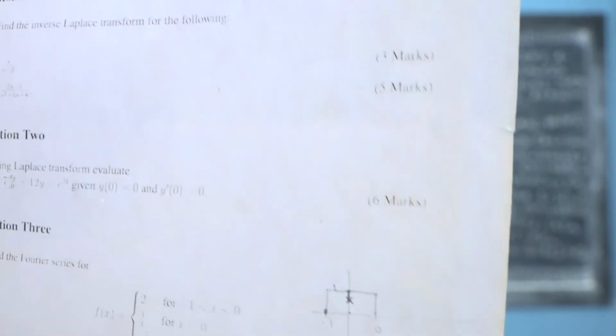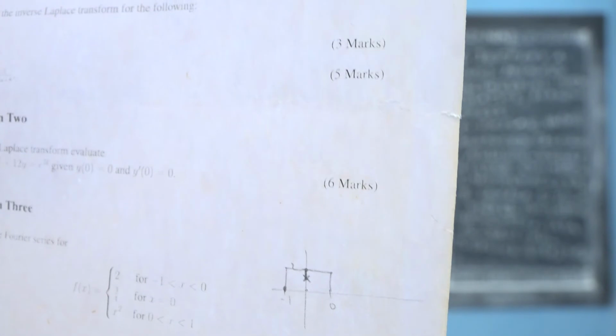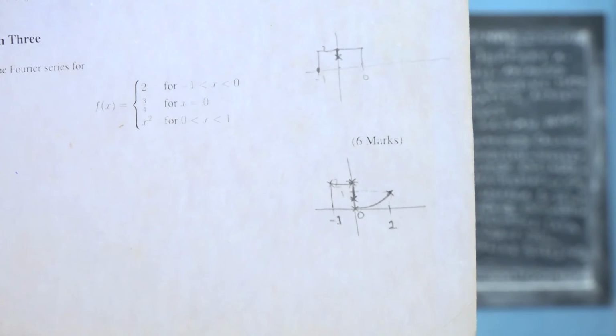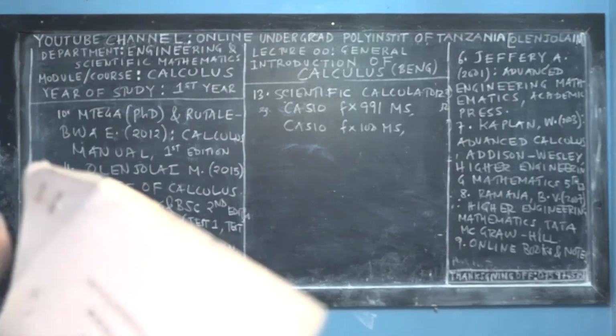So this is question 1, question 2, question 3, and the total marks is 8 plus 6 plus 6, which is 20, right? So this is the sample of test 2. You should have many past papers as well as you can.